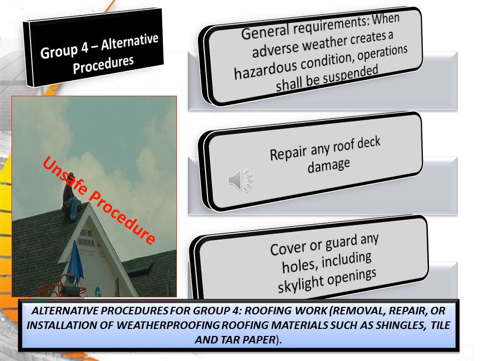General requirements in Group 4 are the same as 1 through 3. When an adverse weather condition creates a hazardous condition, operations will be suspended. They cover repair of any roof deck damage, and you will cover or guard any holes, including skylight openings. Roofing work and material, such as the removal, repair, and installation of weatherproofing roofing materials, such as shingles, tile, and tar paper.